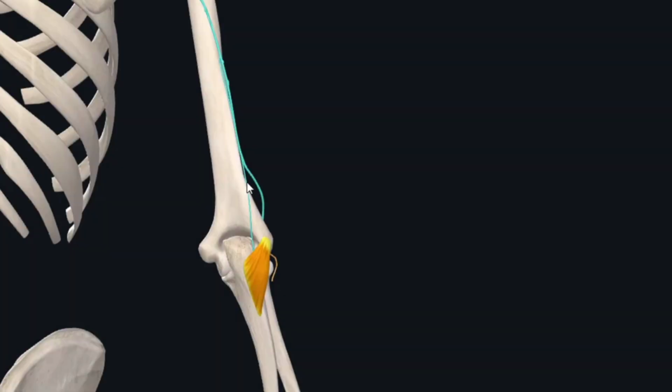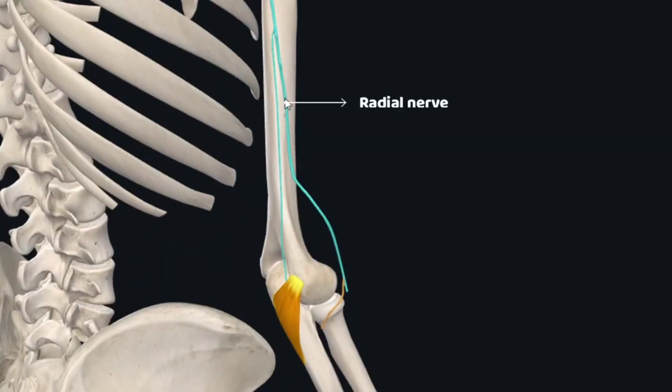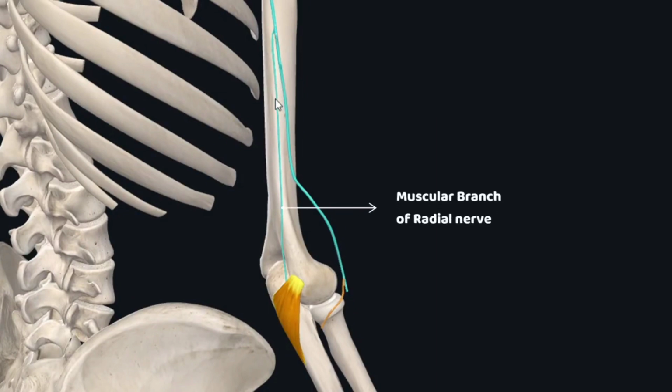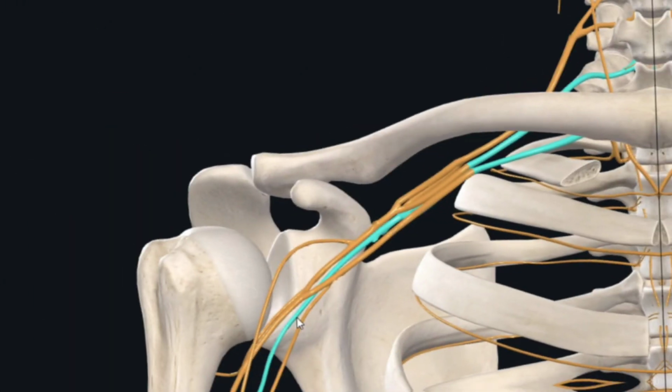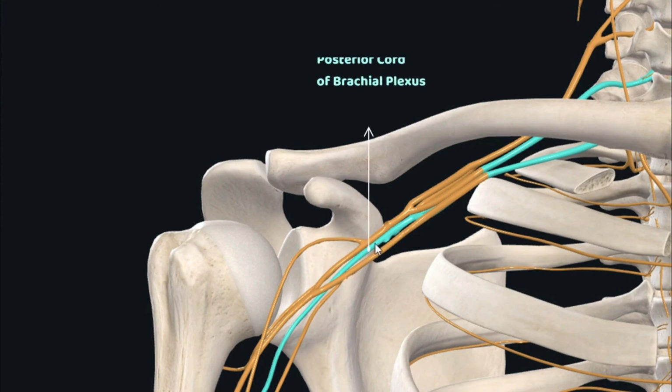Now lastly we will talk about the nerve supply to the Anconeus muscle. The Anconeus muscle receives its nerve supply from the radial nerve. The radial nerve innervates the Anconeus muscle through this muscular branch of the radial nerve, which arises in the middle of the arm and also supplies the Anconeus as well as the triceps brachii muscle, while the radial nerve itself arises from the posterior cord of the brachial plexus.